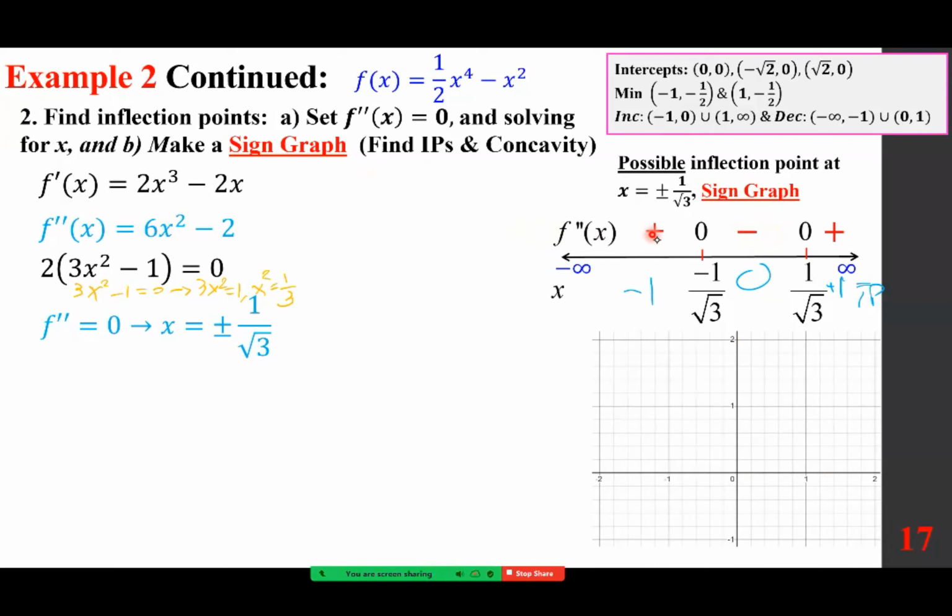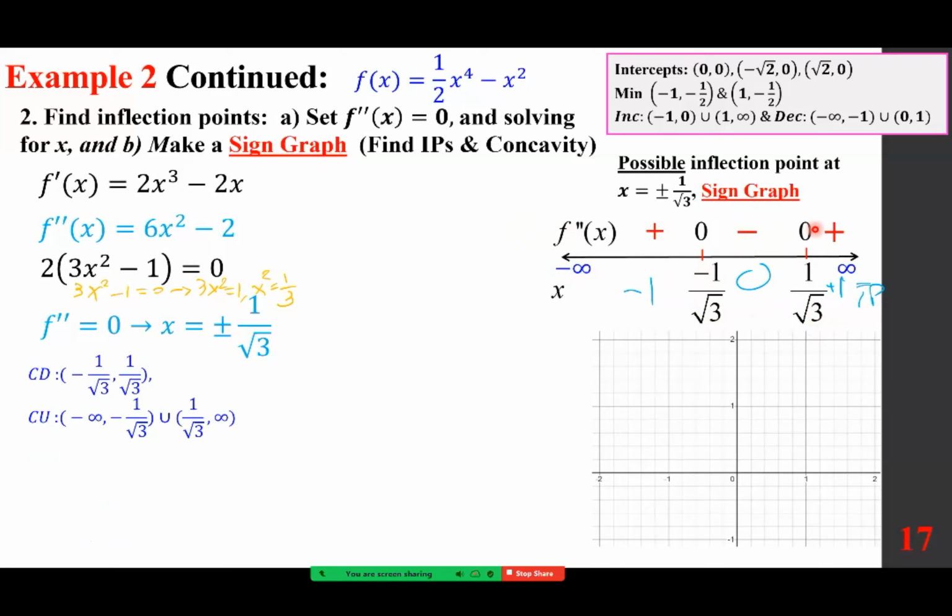Now that we have that, it means that the function is concave down between the two, concave up from -infinity to -1 over square root of 3, union 1 over square root of 3 to infinity. So that's the meaning of this. Furthermore, we have two IPs or inflection points.